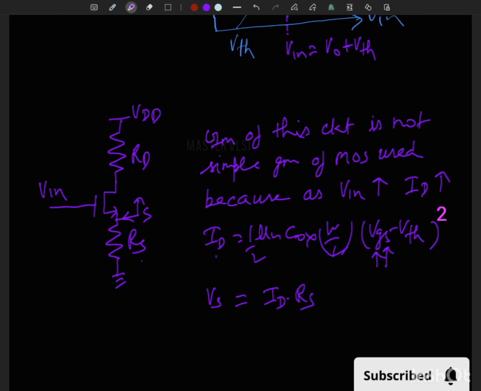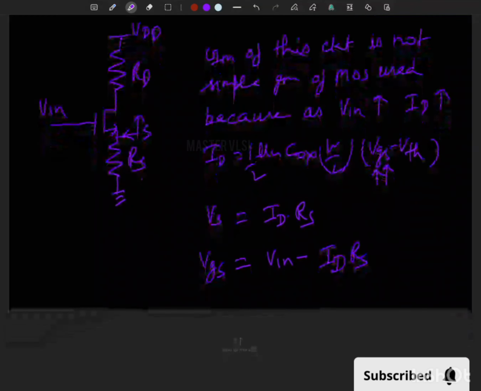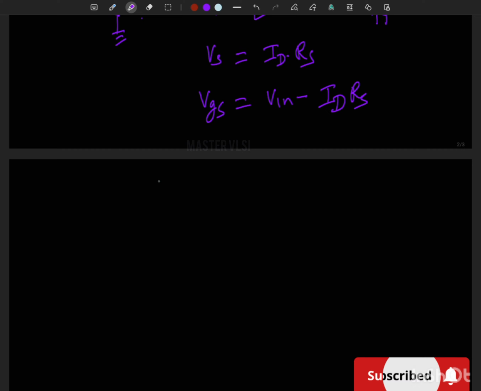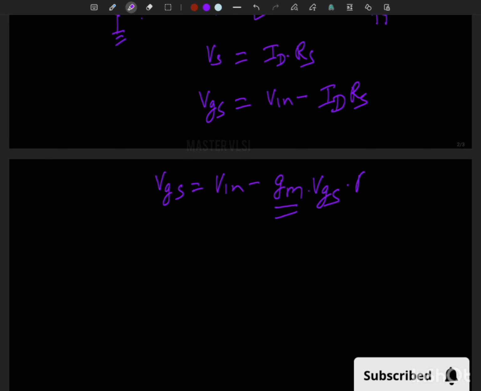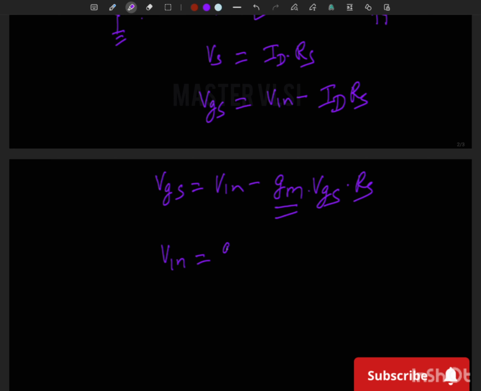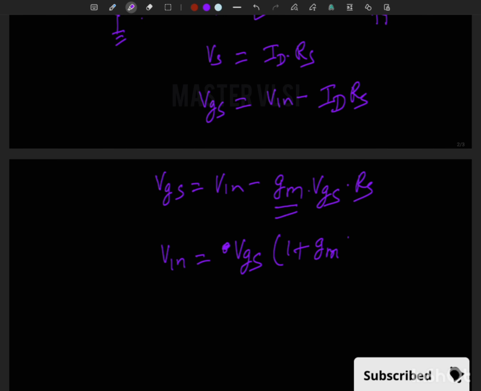So now our VGS here is equal to Vin minus Vs. What is Vs? Vs is ID into Rs. So VGS is equal to Vin minus ID into Rs. What is ID? ID of a MOS is GM of the MOS times VGS of the MOS. From here, Vin will be equal to VGS times 1 plus GM into Rs.